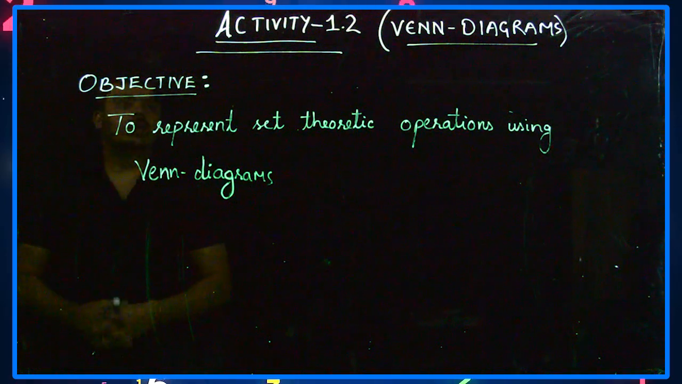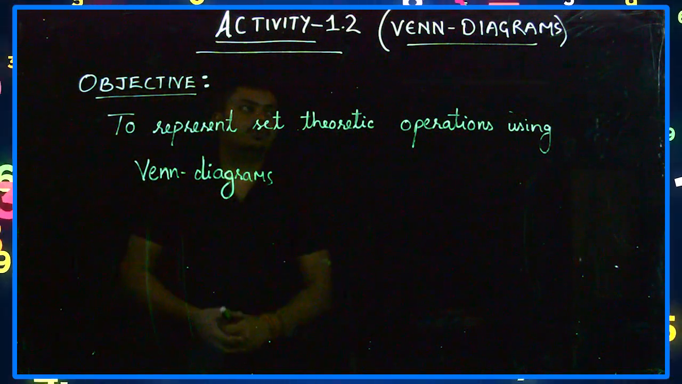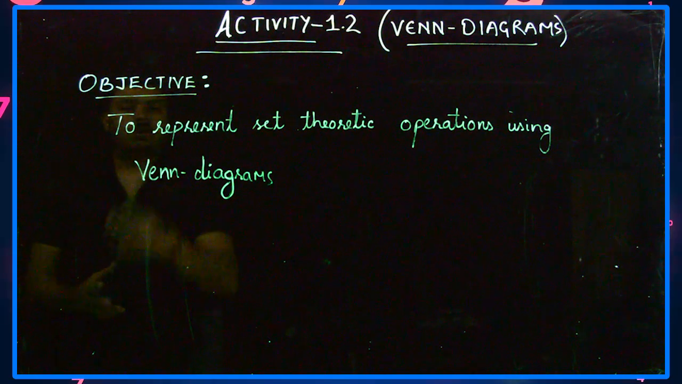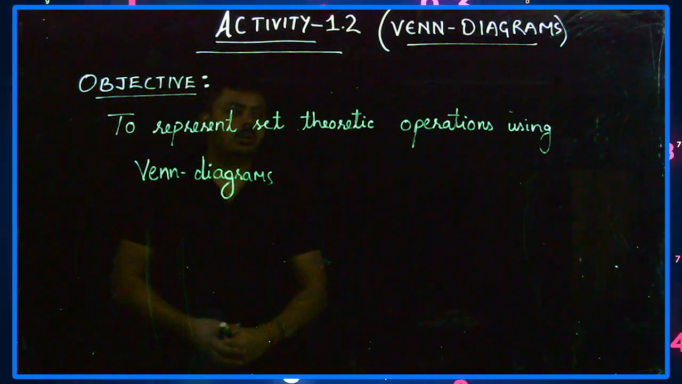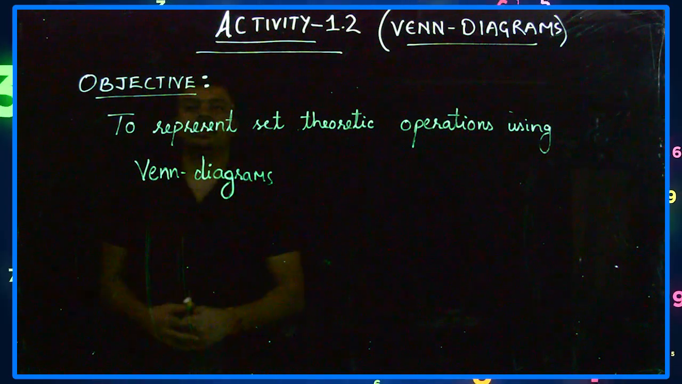So students, let's start activity 1.2, Venn diagrams. Our objective for the given activity is to represent set theoretic operations using Venn diagrams.